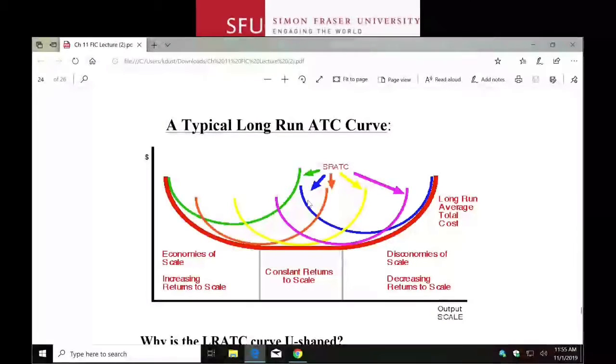Okay, so last thing we have to talk about is the shape of the curves.